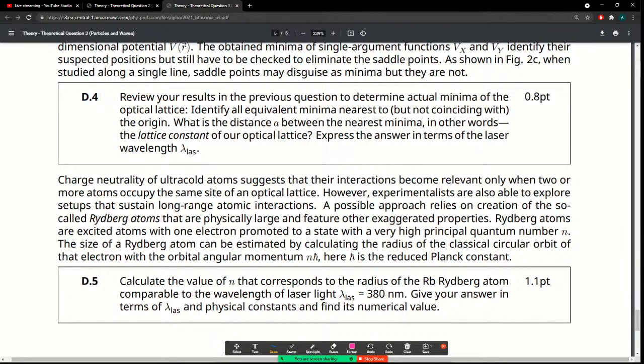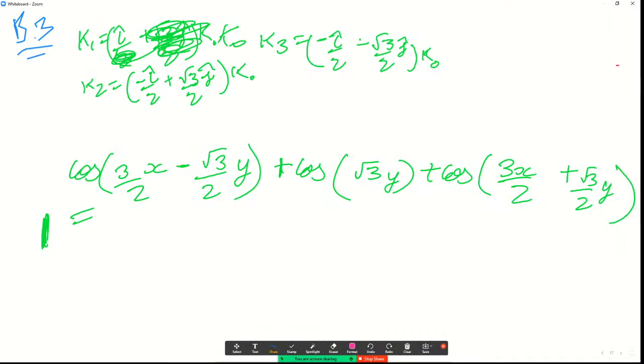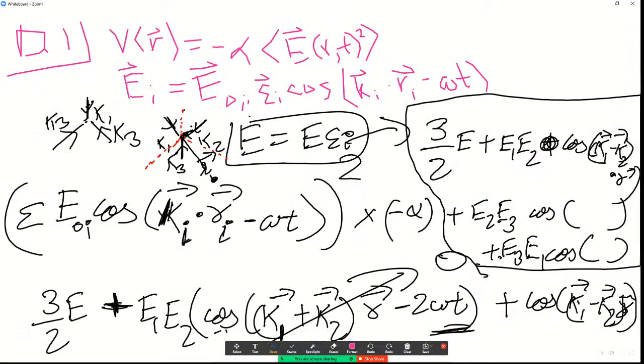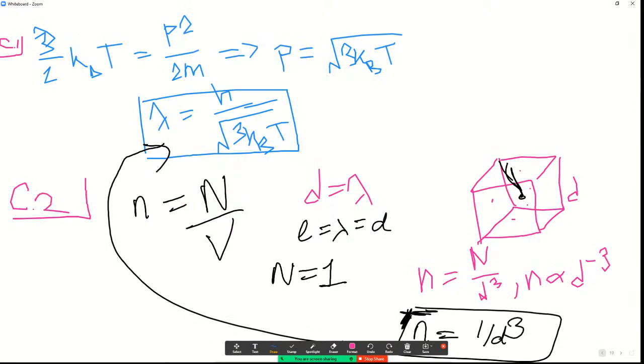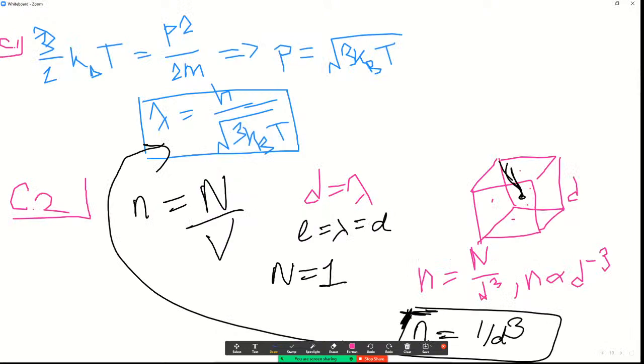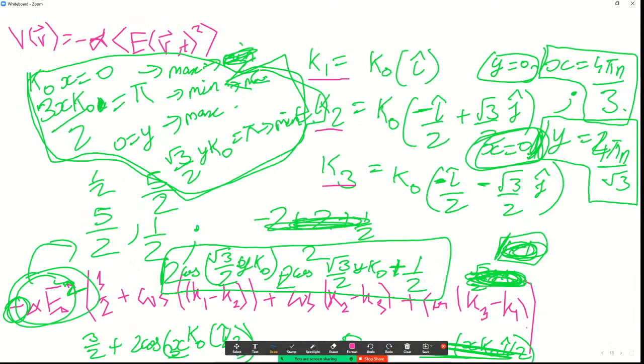Okay, what are the minima that we found before for part D3? In the next slide, wait, or I think I rubbed it. Is it gone? Oh no. Oh, right here. Yes.